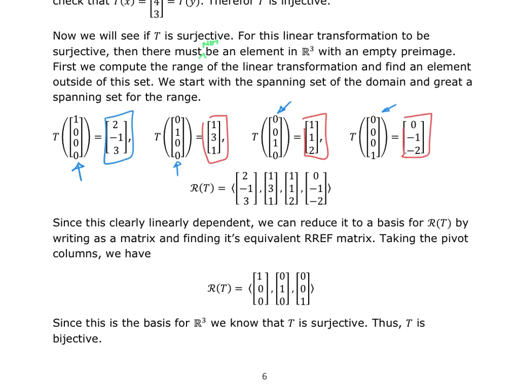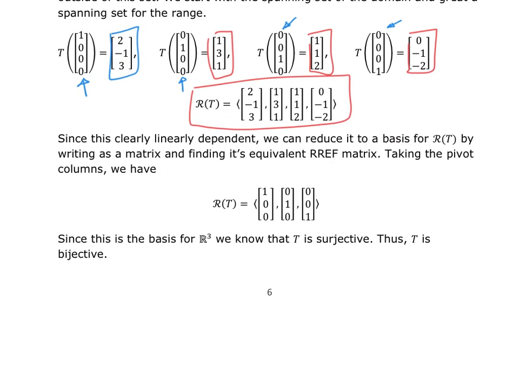So then let's take a look at the range. This is the range of T. That is the first, second, third, fourth column. Now we know that this is a linearly dependent set. So let's go ahead and put it into a matrix and row reduce it. Well, when I row reduce it, I end up with the basis. This is the basis for R3.